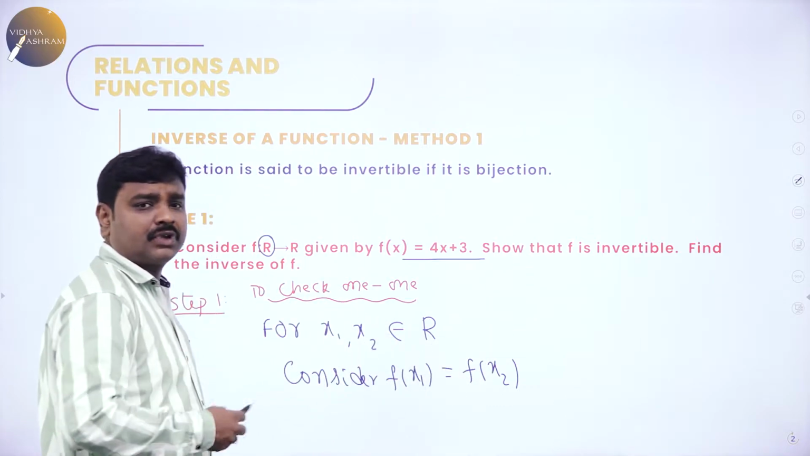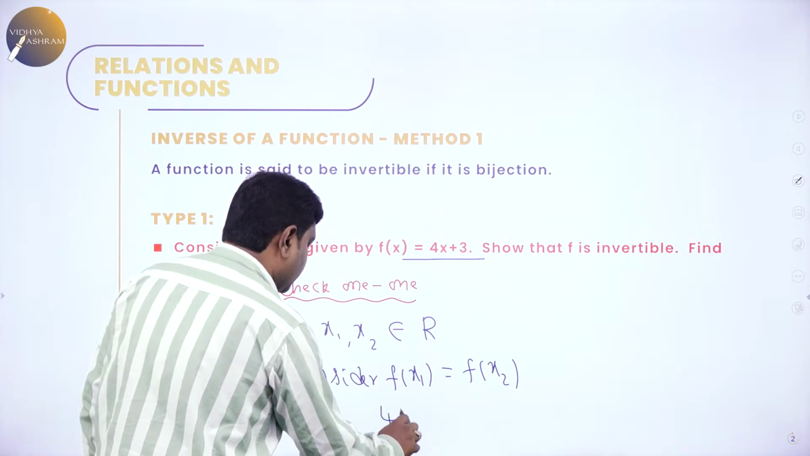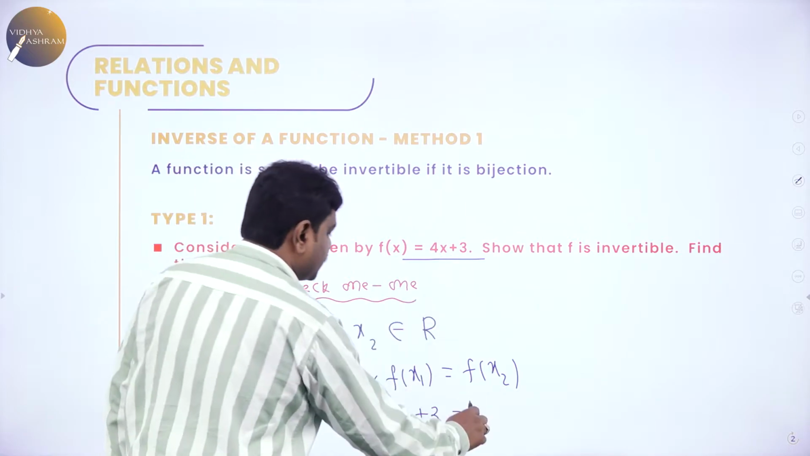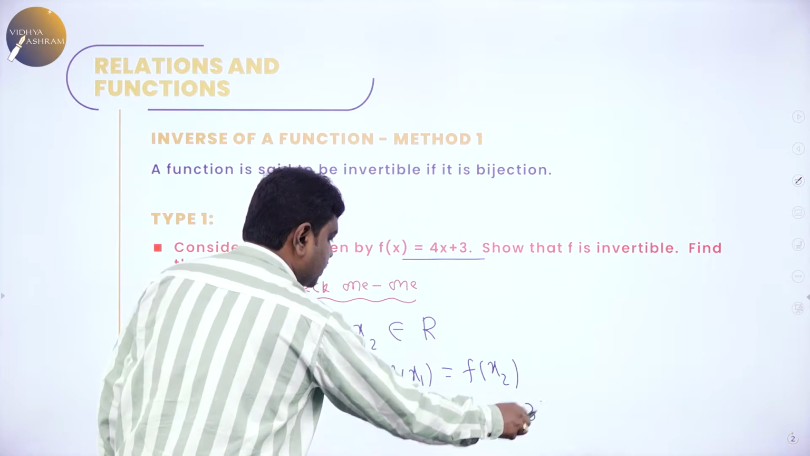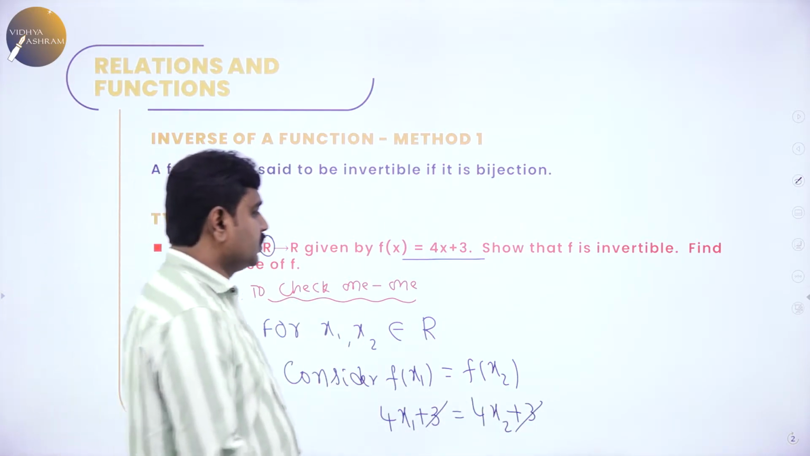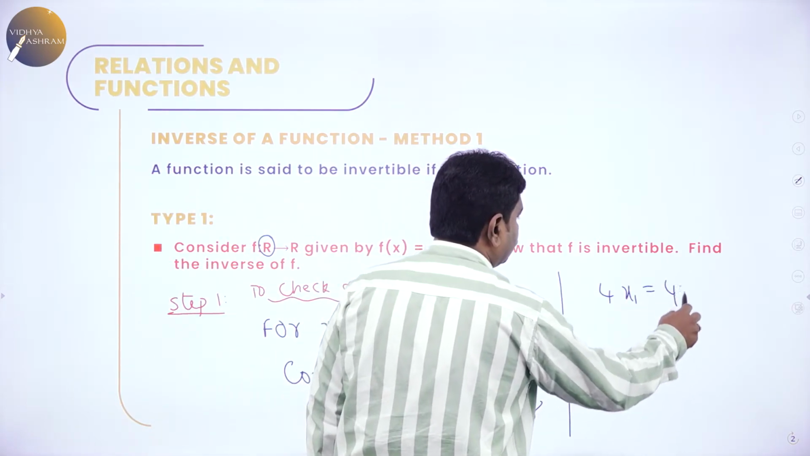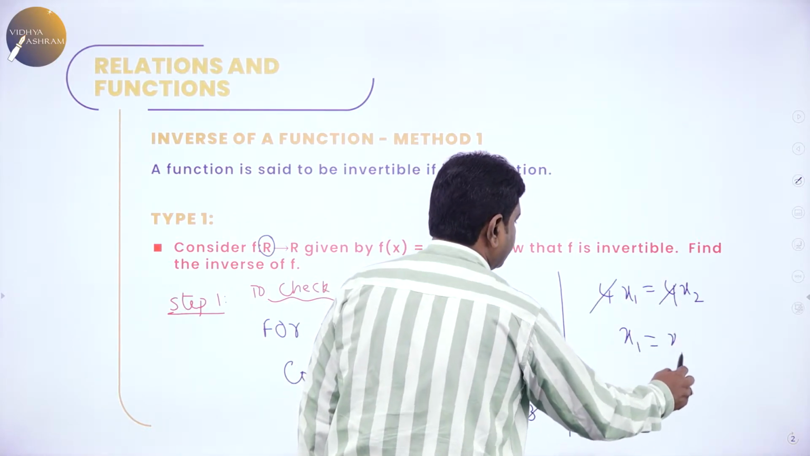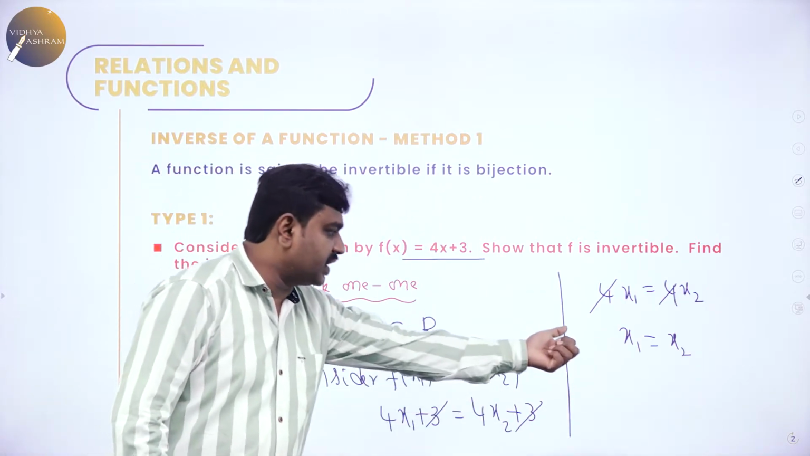4x plus 3. Now I need f of x1. What is f of x1? In the place of x, put x1. So 4x1 plus 3. What is f of x2? 4x2 plus 3. Now can I cancel plus 3 plus 3? So we are left with 4x1 is equal to what? 4x2. Cancel 4. We are left with x1 is equal to x2.